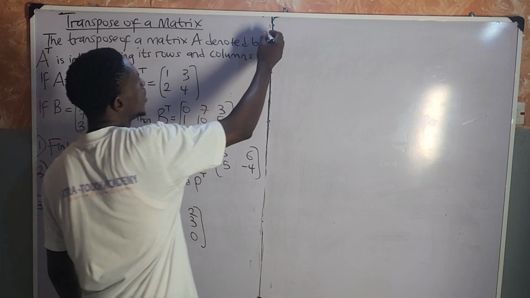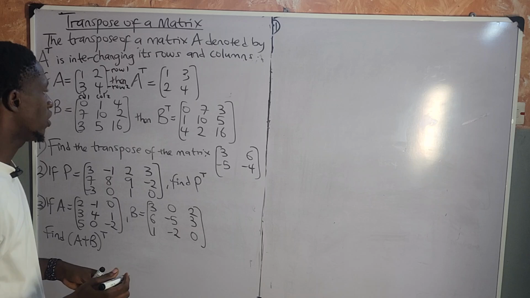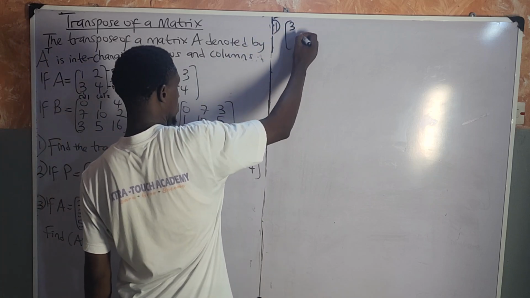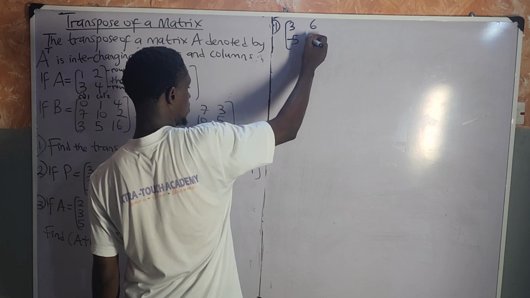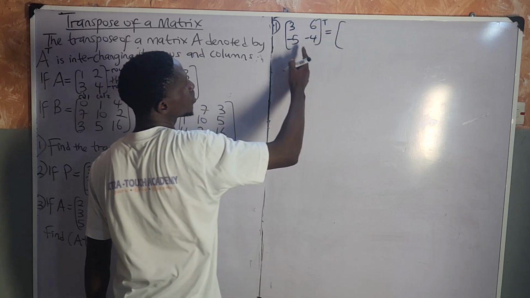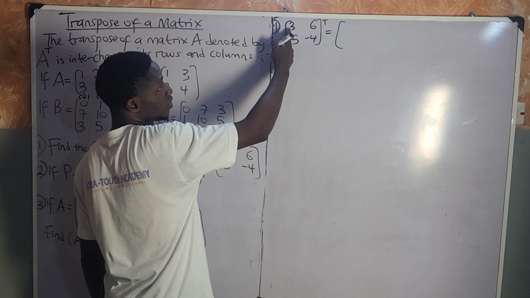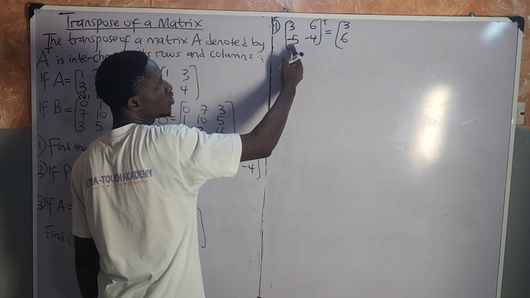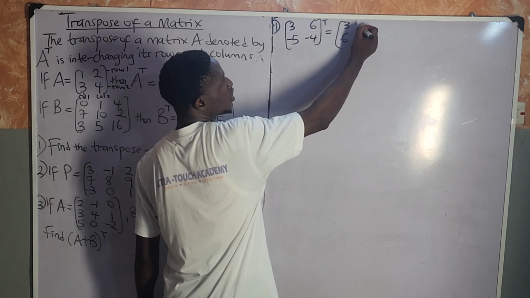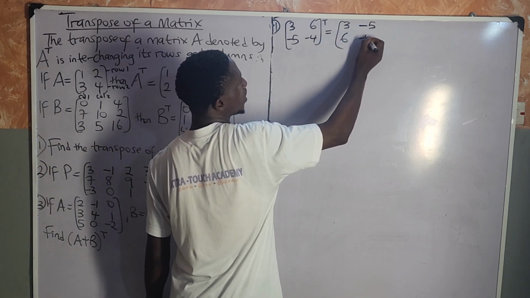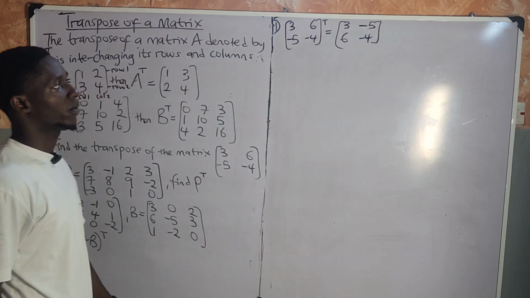Number 1, find the transpose of 3, minus 5, 6, and minus 4. So we are looking for the transpose. This is row 1. What is in row 1? 3, 6 is going to come here, 3, 6. What is in row 2? Minus 4 and minus 5 is going to come here in column 2. Minus 5 and minus 4. And that is the answer.